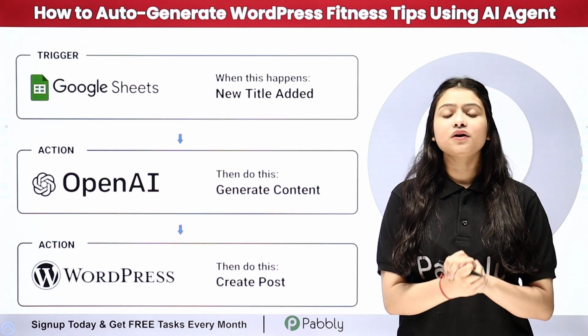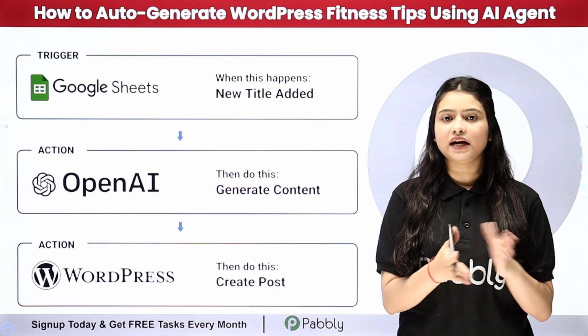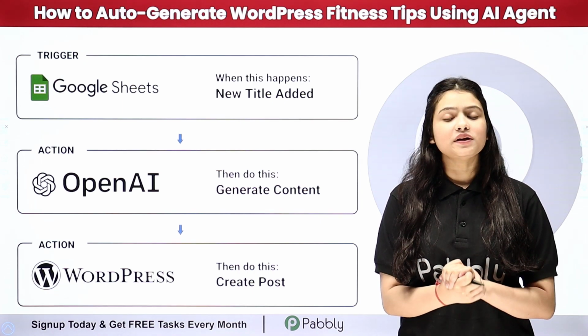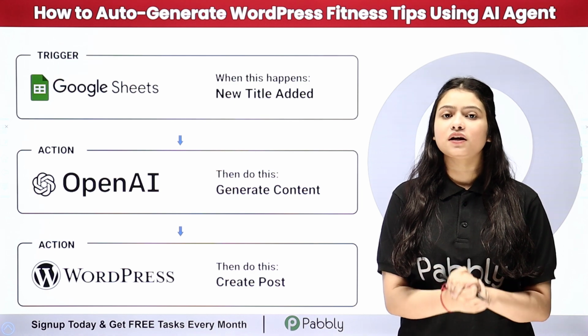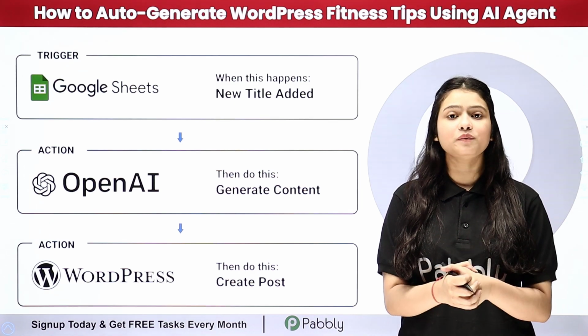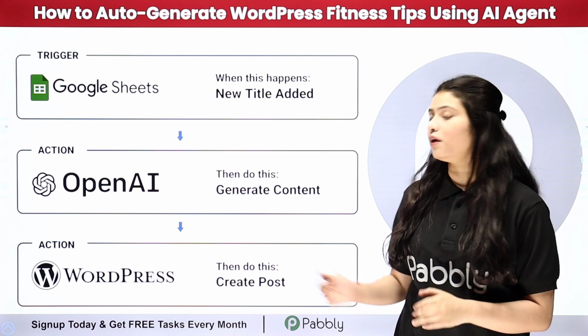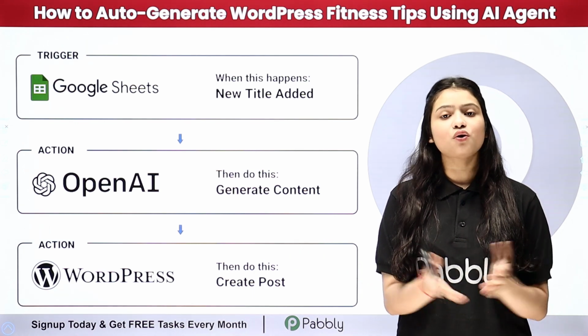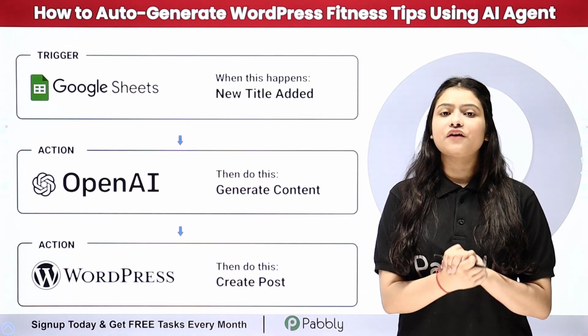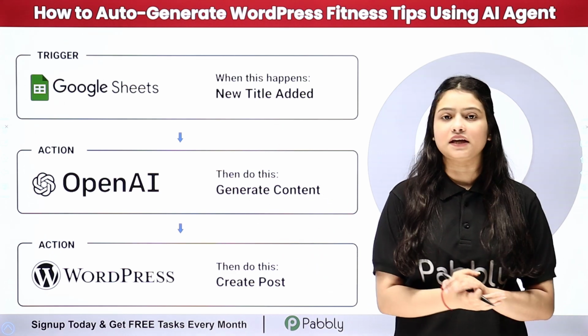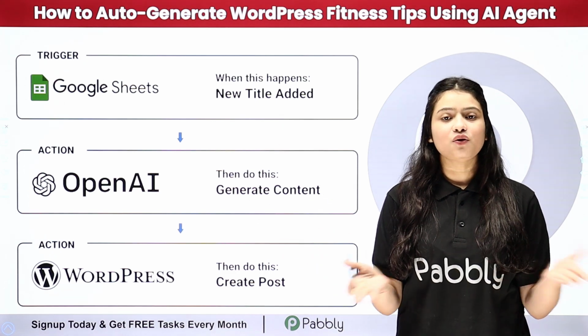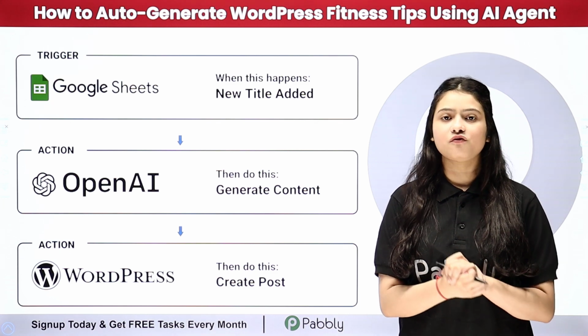Now, every time in my Google Sheets, whenever I'm going to add a new date and a new title for the post, automatically my AI agent is going to generate the content for that fitness post, and automatically it is going to be posted as a blog on my WordPress site. Now, how am I going to automate this entire process? For this, I will have to build the connection between all these applications, and that I'm going to do without any coding and programming skills, simply with the help of Pabbly Connect.